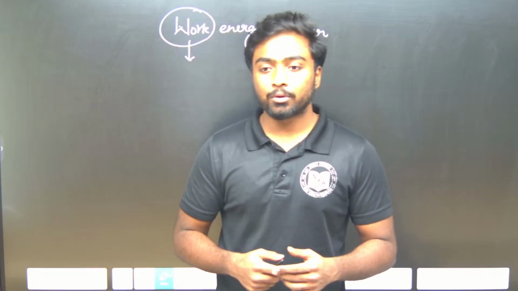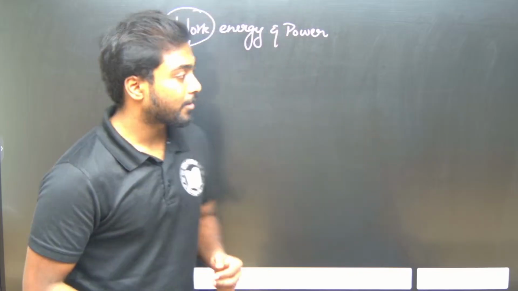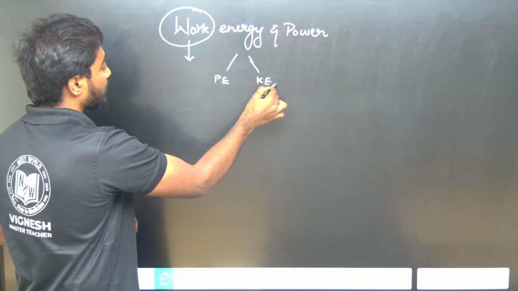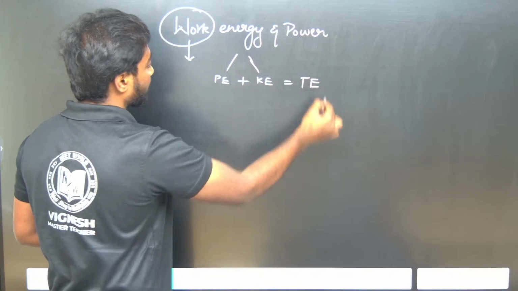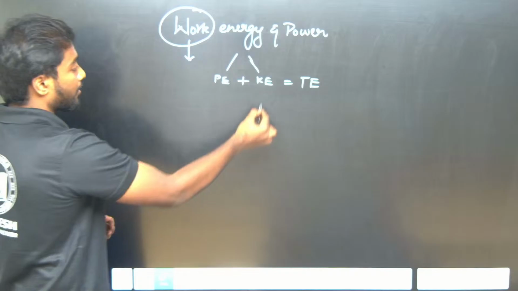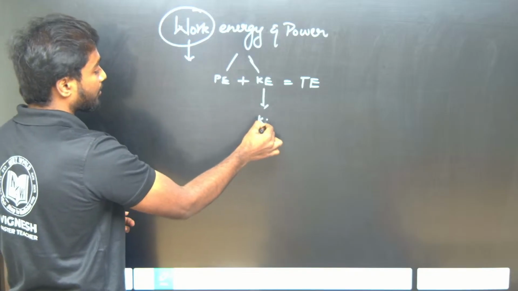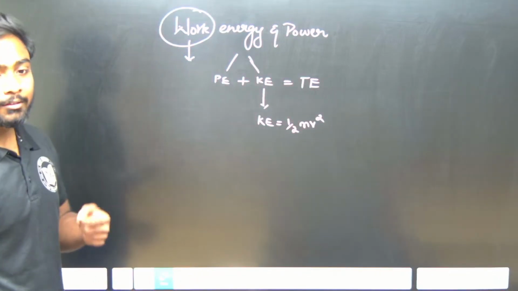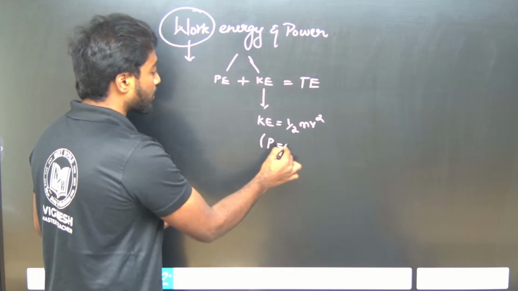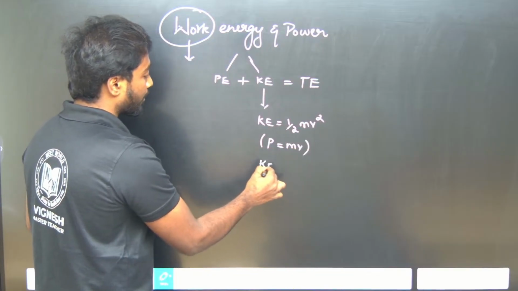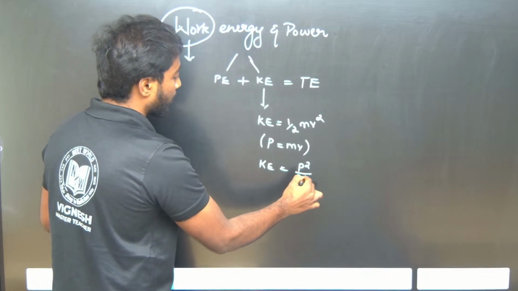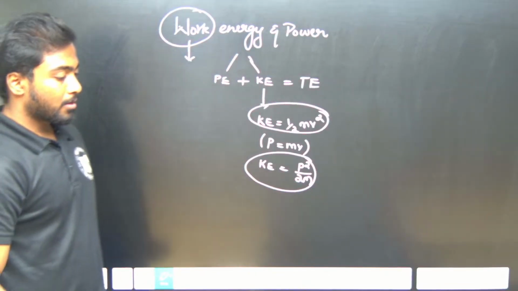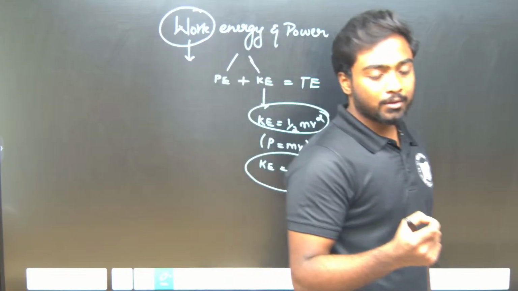And we were discussing the types of energy, like potential energy and kinetic energy. The sum of these is known as total energy or mechanical energy. For kinetic energy the formula is KE equals half mv square, and in terms of momentum, p equals mv, so kinetic energy equals p square by 2m. These are the 2 important formulas when we talk about kinetic energy, right? Now we will go for the sums.